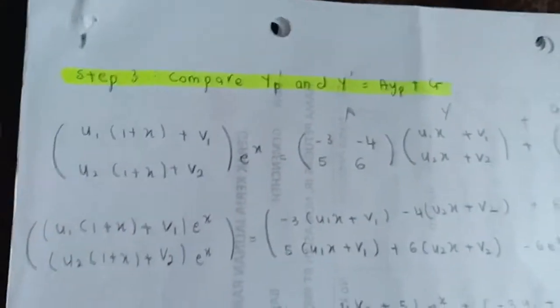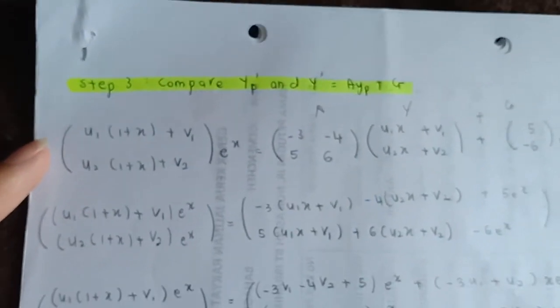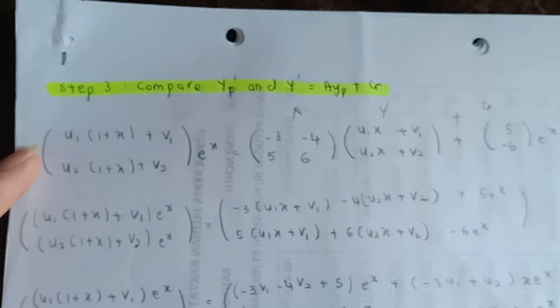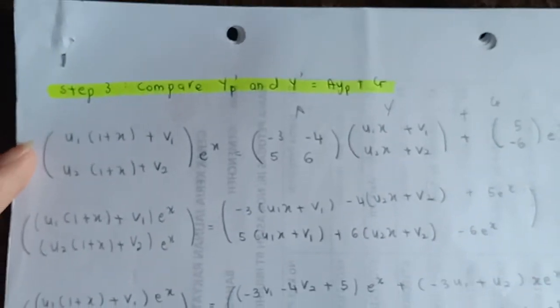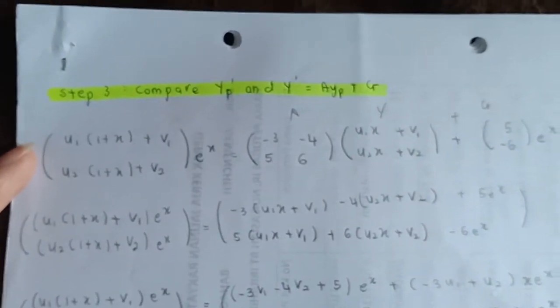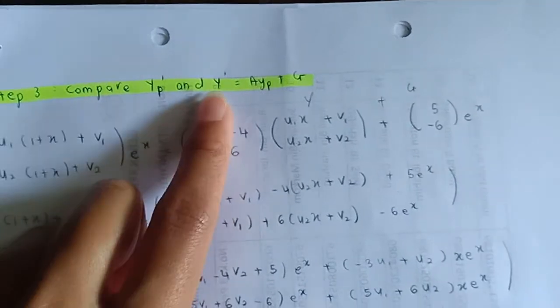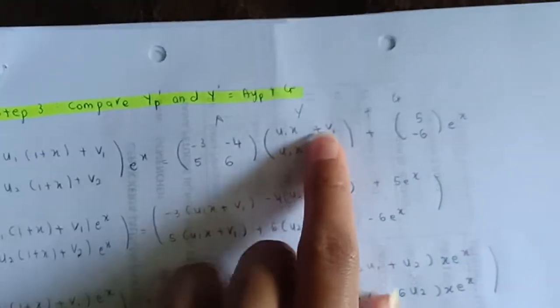We proceed to the next step, which is to compare the yp prime that we got from the previous step with y prime from A yp plus g. This is our yp prime, and this is our y prime, where this is A, this is y, and this is g.